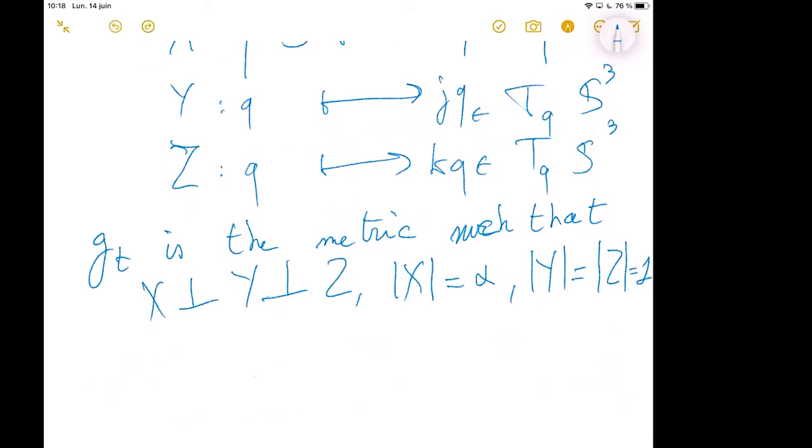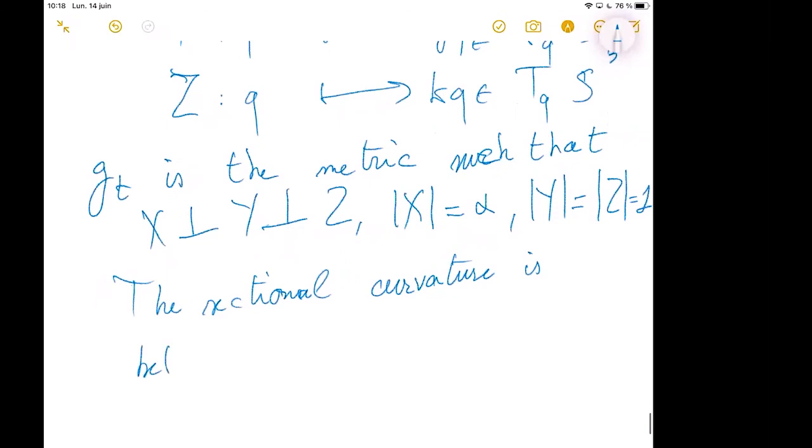So the sectional curvature is between t squared and 4 minus 3 t squared, if I didn't mess up my computations.